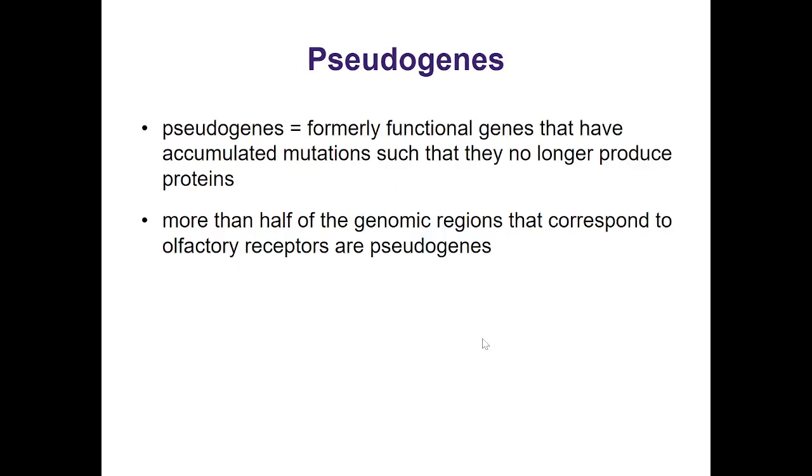Fantastic. Pseudogenes. These are formerly functional genes that have accumulated mutations such that they no longer produce proteins. More than half of the genomic regions that correspond to olfactory receptors are actually pseudogenes. This is one of the reasons why humans are so bad at smelling when organisms that were very close to us are much better. You guys okay?